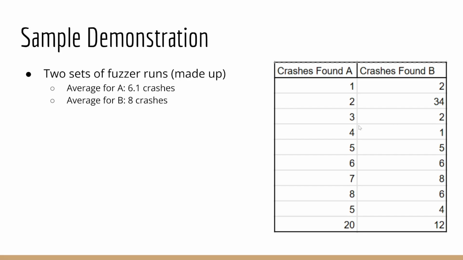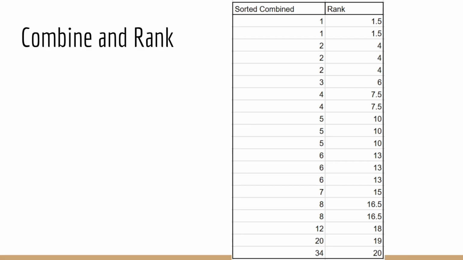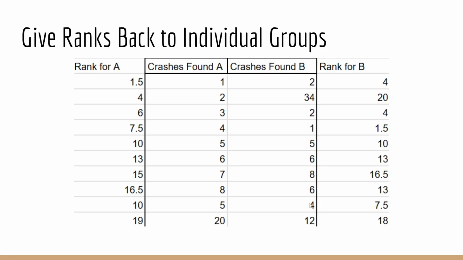The average for A, the number of crashes, is 6.1. B is 8. So does this mean that A is better than B at finding the number of crashes? Well, let's do the test. You would combine all this data and then rank it. I'm doing all this just with the Google Sheets formula RANK.AVG. Then you would give the ranks back to the individual groups.